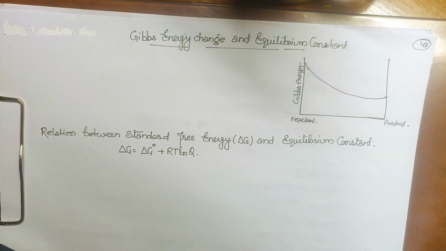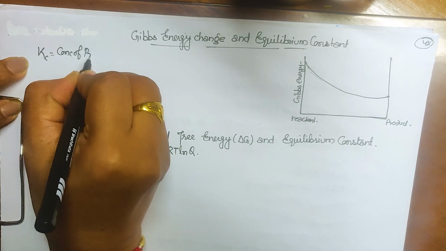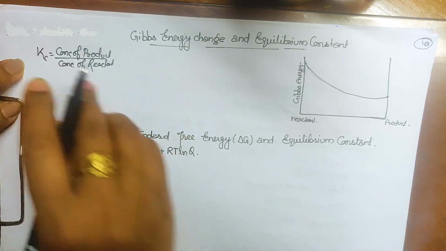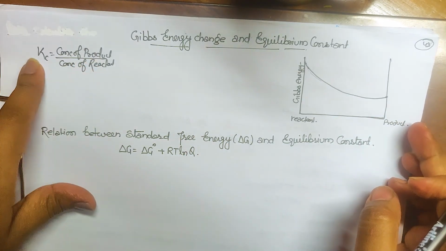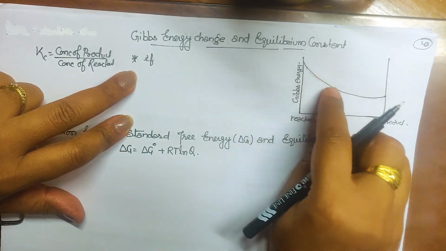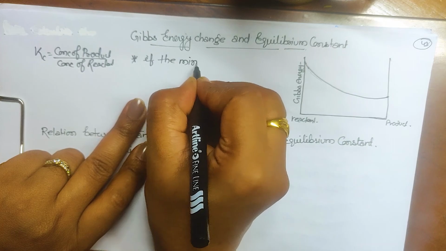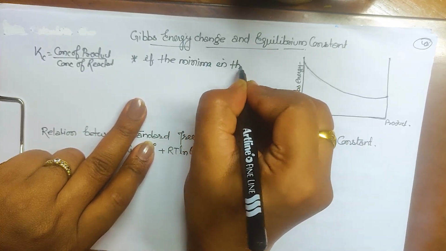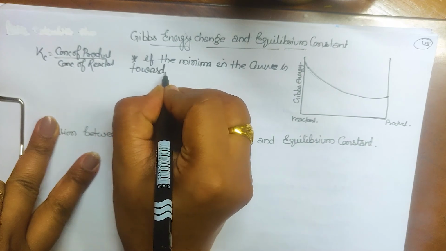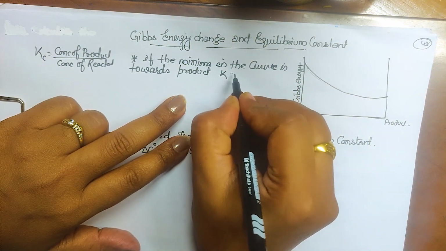Clear? Because the equilibrium constant is the concentration of product upon concentration of reactant. So if it is more towards the product, then obviously the Kc value will be greater than 1. Let me write this point. This is called the minima, the downward point of the graph. If the minima in the curve is towards the product, that means the product amount is more than the reactant, and in that case K will be greater than 1.